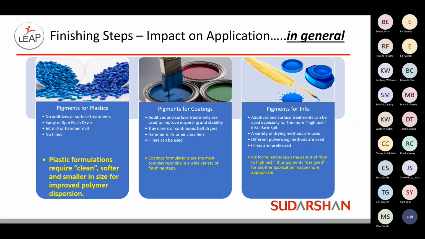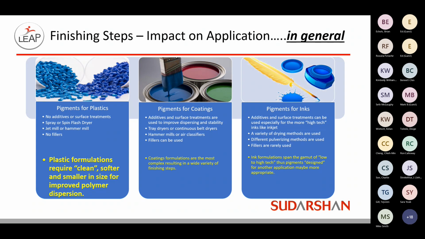So as a pigment supplier, Sudarshan makes all types of grades of pigments, and those pigments are designed for certain applications like plastics, coatings, and inks. However, it's not to say that they will necessarily not work in all applications. So there is a fair bit of crossover between the grades, and our job here is to help you match the right product with your application, regardless of what grade it was designed for.